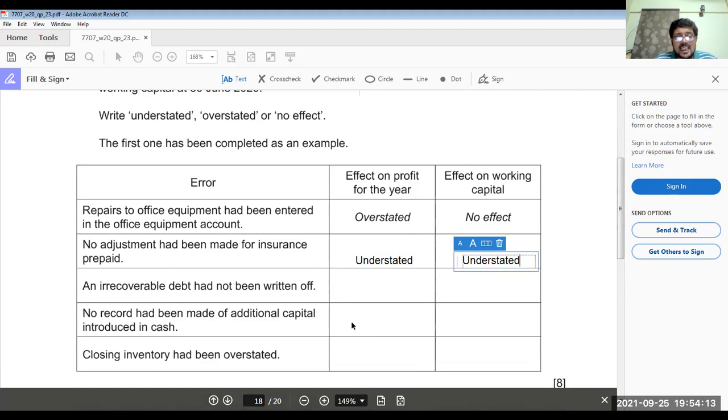An irrecoverable debt had not been written off. Your profit is overstated because you forgot one expense. So your profit is overstated and your current assets are also overstated because your trade receivables are overstated. No record had been made of additional capital introduced in cash. So there will be no effect on profit because this is something totally related to capital. But working capital, yes, your current assets are overstated.